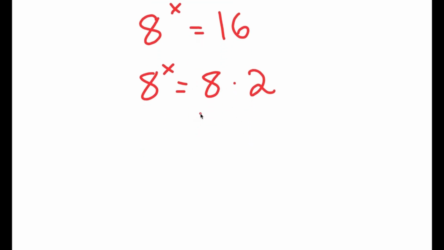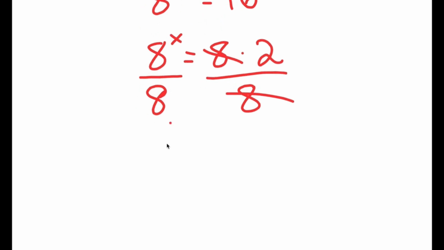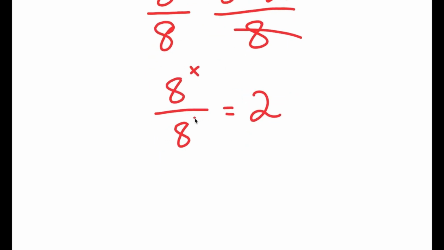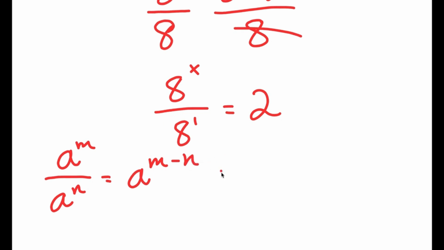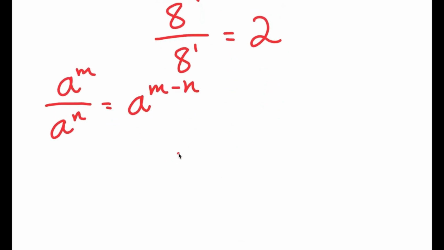Now what I'm going to do is divide both sides by 8. So then these two cancel out and I get 8 to the power of x over 8 is equal to 2. Now if I have something in the form a to the power of m over a to the power of n, this is equal to a to the power of m minus n. So a to the power of x over a to the power of 1 is equal to a to the power of x minus 1, which is equal to 2.